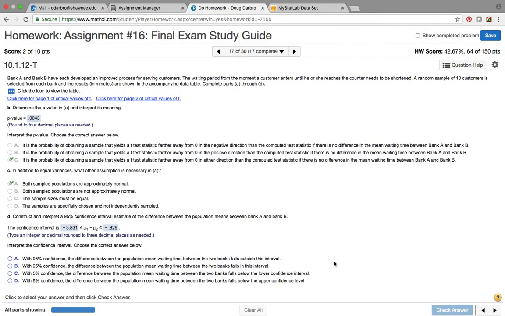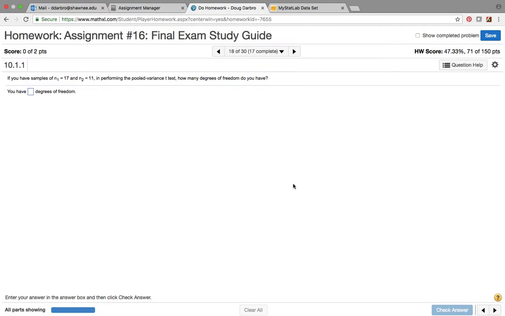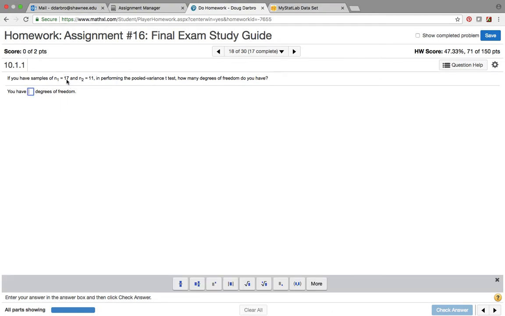Interpret the confidence interval. So with 95% confidence, the difference falls within it. So guys, that's exactly what it does. Wow, long question. If you have samples N1 and N2 in performing a pooled variance t-test, well, this is pretty cool considering I screwed this up earlier. So it's going to be N1 plus N2 minus 2, 28 minus 2, so it's going to be 26.